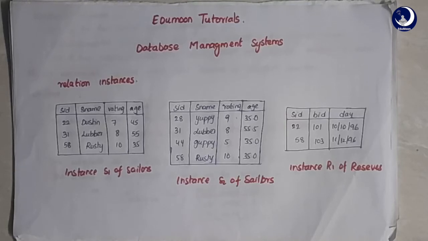The first one is the S1 instance, which is an instance of the relation sailors. We have another instance of sailors, which is S2. And then we have an instance of reserves, which is R1. These are the three instances on which we are going to perform different operations as part of relational algebra throughout this video. So just look at these tables so that you can understand the other examples that we are going to see.